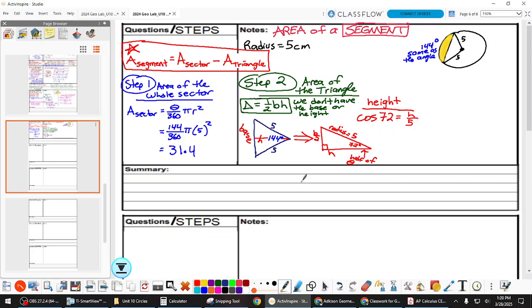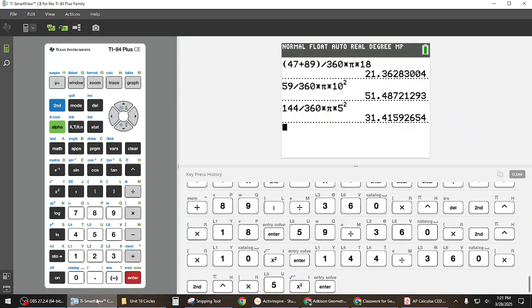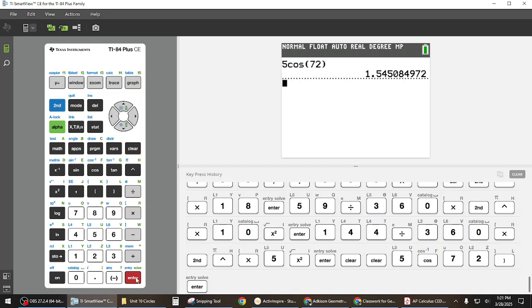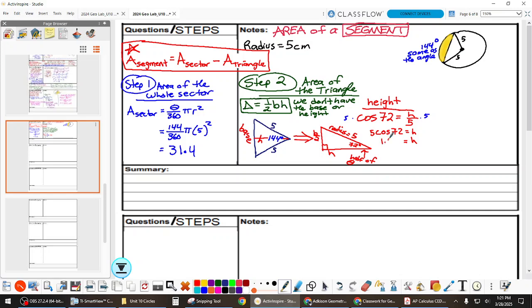Well, how do you solve for h? Leave h, multiply by 5. Good, good. Okay. Multiply by 5. So h is 5 cosine of 72. So our height, make sure your calculator's in degrees, not radians. So it looks like I still am. 5 cosine of 72 is 1.55. So that's the length of this little guy right there. The height of the triangle, right?